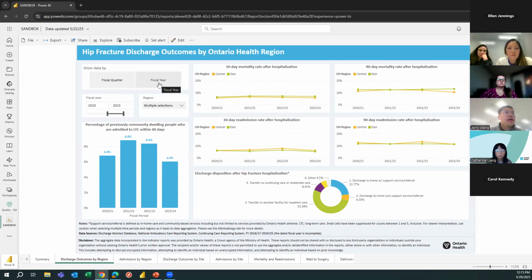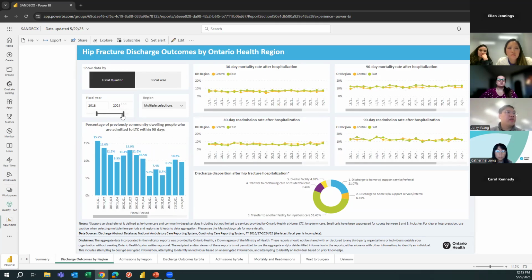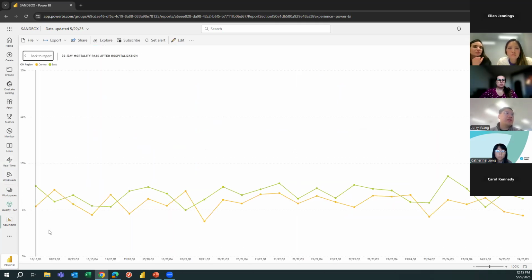You can look at it by fiscal year as well as by fiscal quarter. And this is just a comparison for the different OH regions, right? So you have Central Region and East. And if you want to look deeper into 30-day mortality, you can hit the focus mode on the top right corner, and you can see a more full screen view of the data.